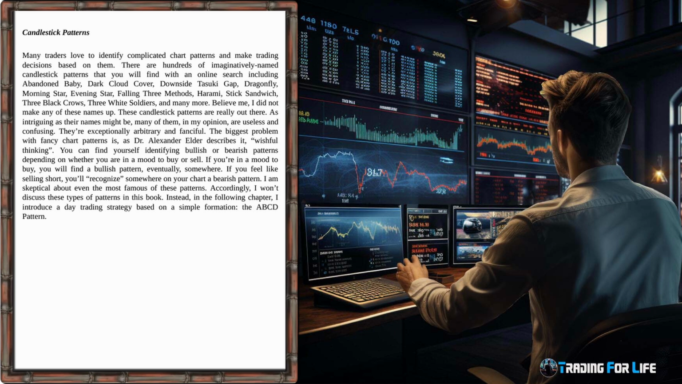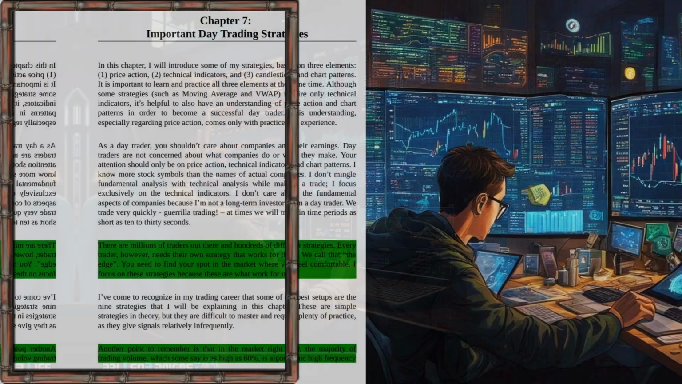I am skeptical about even the most famous of these patterns. Accordingly, I won't discuss these types of patterns in this book. Instead, in the following chapter, I introduce a day trading strategy based on a simple formation, the ABCD pattern. End of chapter 6.